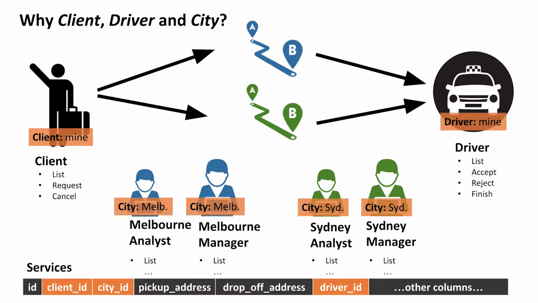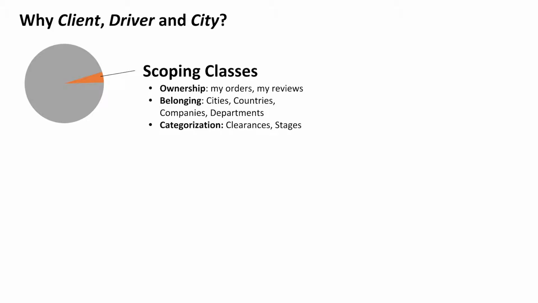So, why focus our attention on the client, driver, and city classes and not on any other class from the app? That's because the app's authorization rules only depend on these 3 classes. For example, we only need information about the client, city, and driver to determine if any role is authorized to act on a service. We call these classes scoping classes, and they determine which scoping rules need to be created. Typically, among the classes that an application has, only a few of them are needed to model all the authorization rules. Scoping classes often represent ownership, belonging, or categorization of resources.